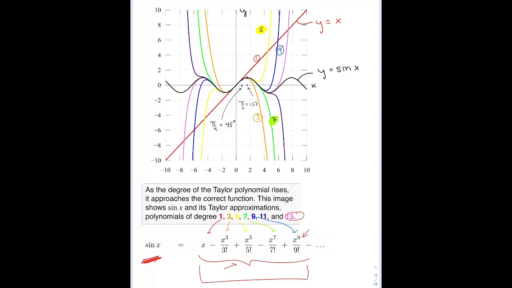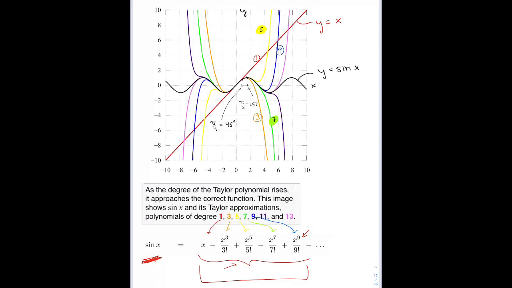Now if you kept up to the 11th and the 13th, so the 6th term and the 7th term, where it's x to the 11th and x to the 13th, then they show the 11th one. They also show the 13th as that one, meaning it approximates the sine for even larger values of x. The further you go out, it still looks like the sine.